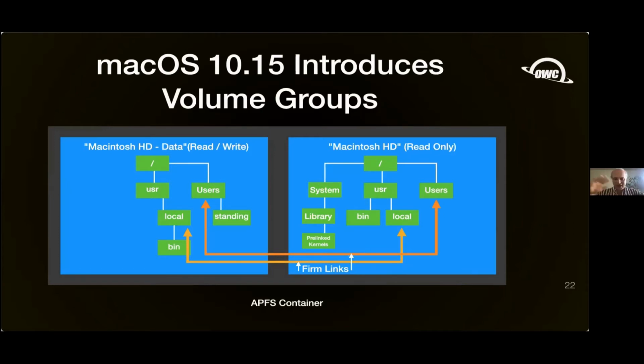basically mounted to the rest of the operating system as a single volume. The volumes are the read-only system volume and the read-write data volume. And these firm links are like links that go back and forth between them, such that you can go from one volume to the other in navigation. Let's just review what we know about links, and then we'll understand better how firm links work.